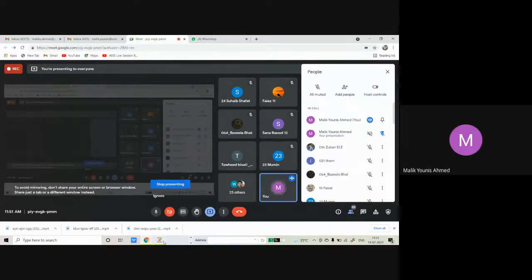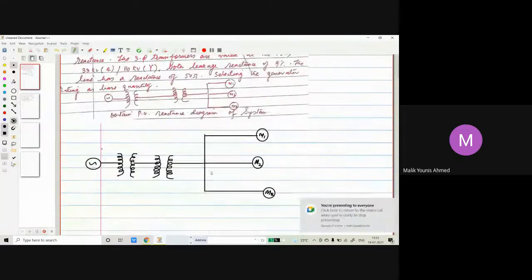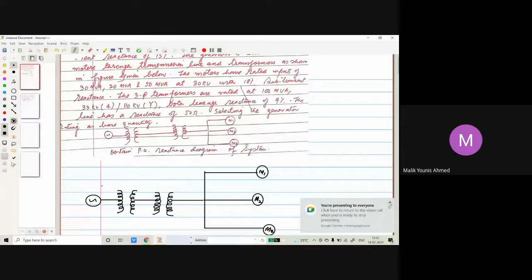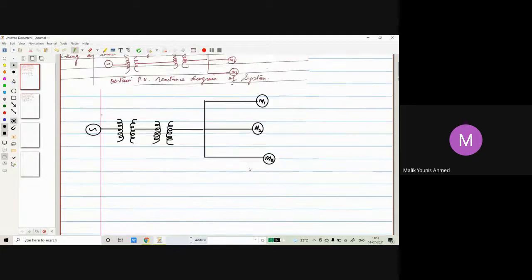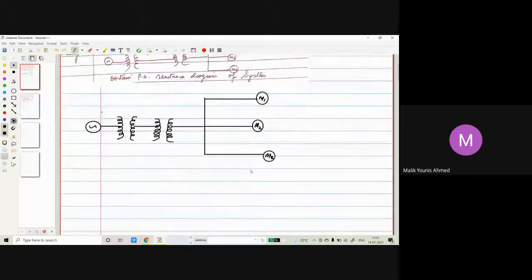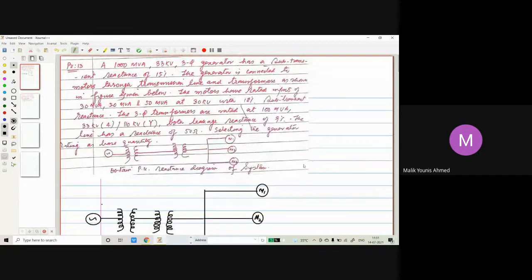Okay, now today we will be doing some conventional problems. These are also some of the engineering services problems and other competitive examinations, but not objective type problems. So these are conventional problems.